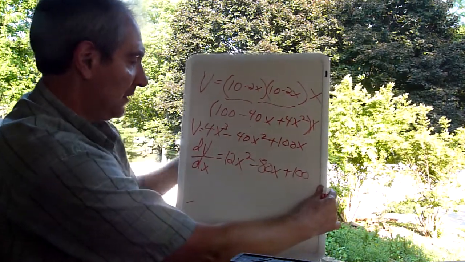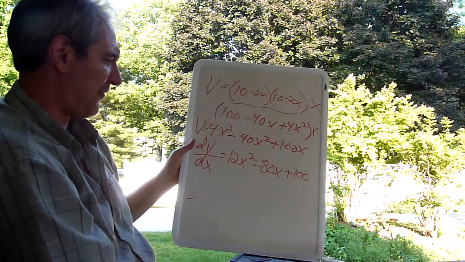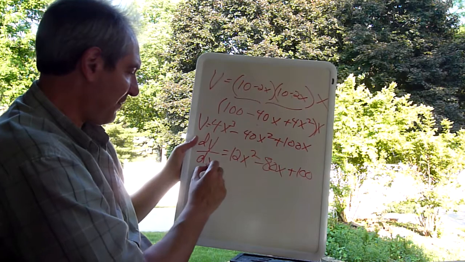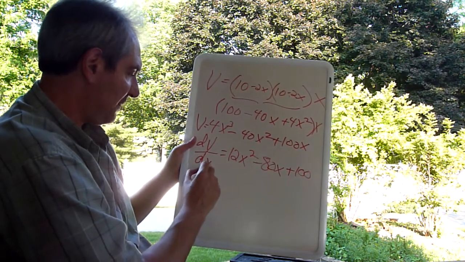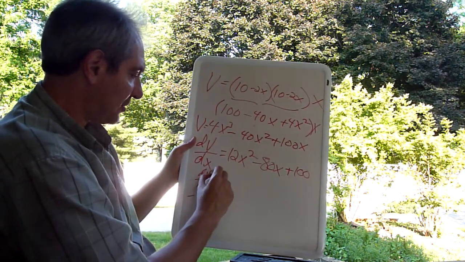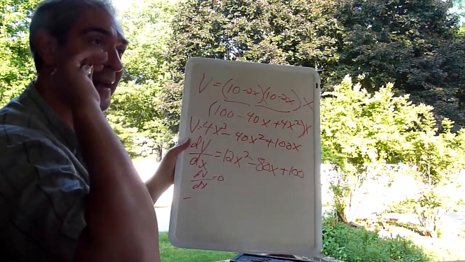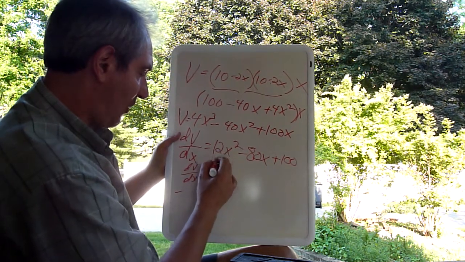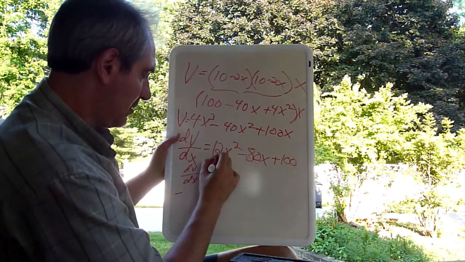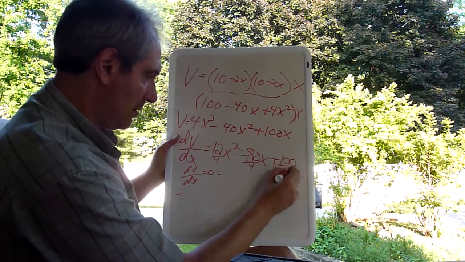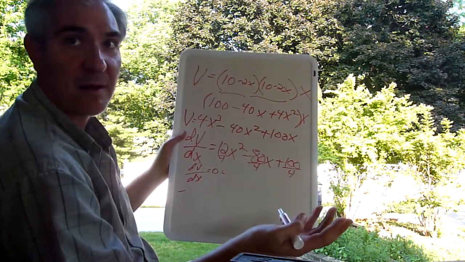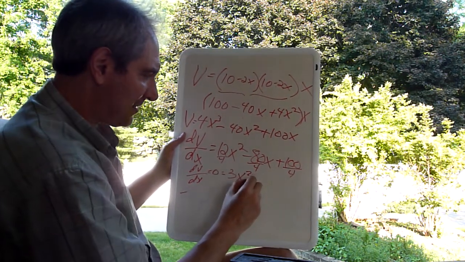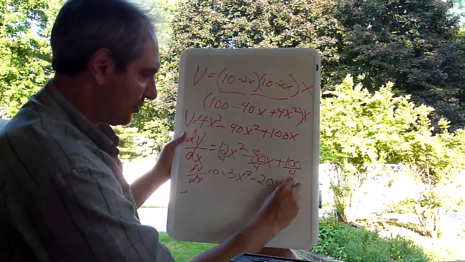Okay, so it's all divisible by 4, right? Yes. I can divide everything by 4. I need to set the derivative equal to 0. So dV over dx should equal 0. That's going to give us a slope that's 0. I'm going to divide everything by 4 here. Of course, if you divide 0 by 4, you get 0. So that becomes 3x squared minus 20x plus 25.